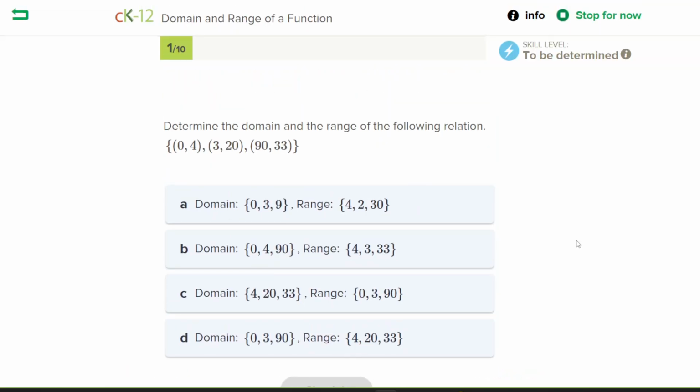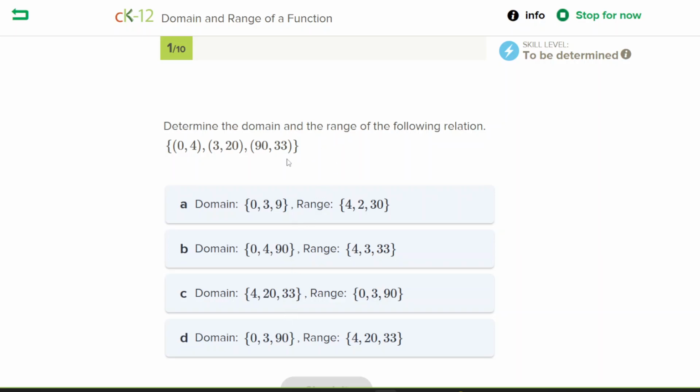All right, so my next example: determine the domain and the range of the following relation. So again, you've got a relation, a set of ordered pairs. The domain of a relation is just the set of the x coordinates, all the first coordinates here, 0, 3, and 90. So of these choices, the only one with the correct domain is D, right?